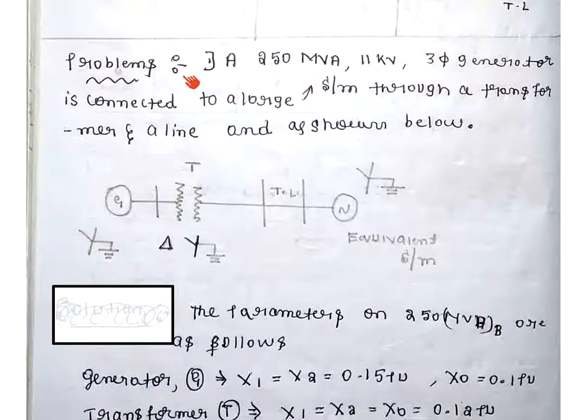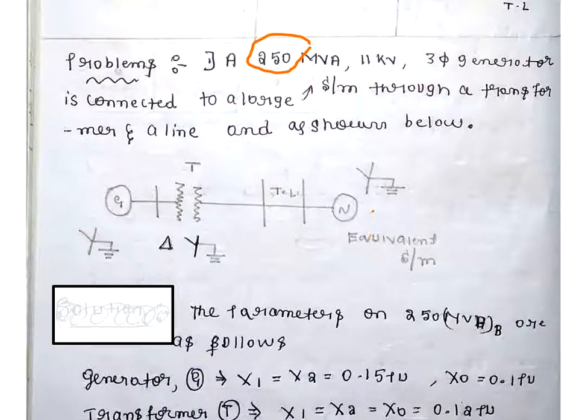We'll see this problem. Now, a 250 MVA, 11 kV, three-phase generator is connected to a large system through a transformer and a line, as shown in the figure. Check that the question has given the common base MVA for all; it is 250 MVA, and the generator is a three-phase generator connected to a large system.